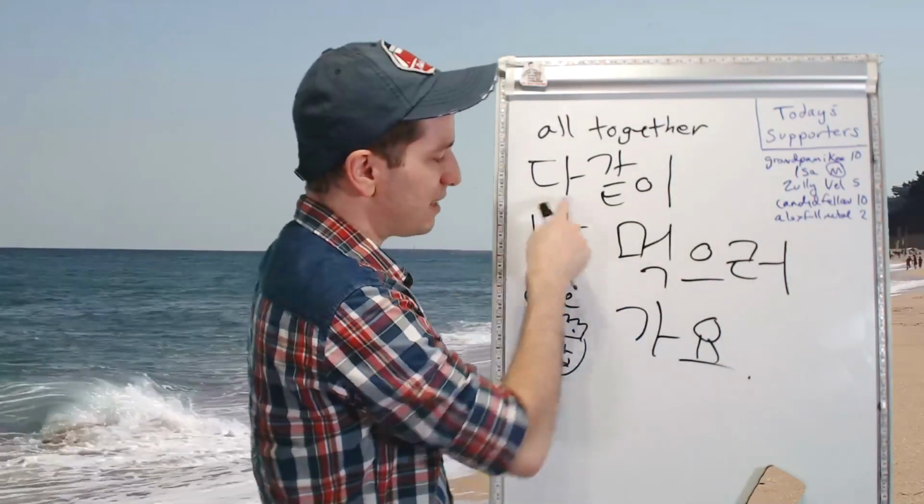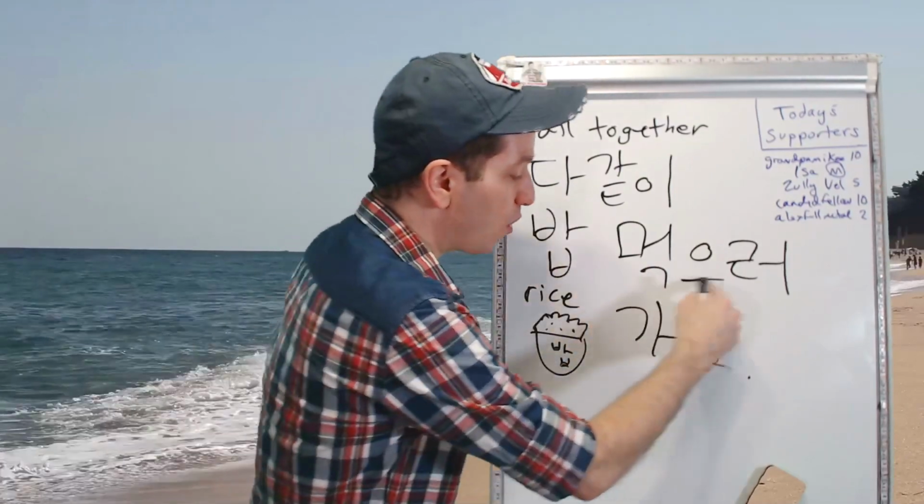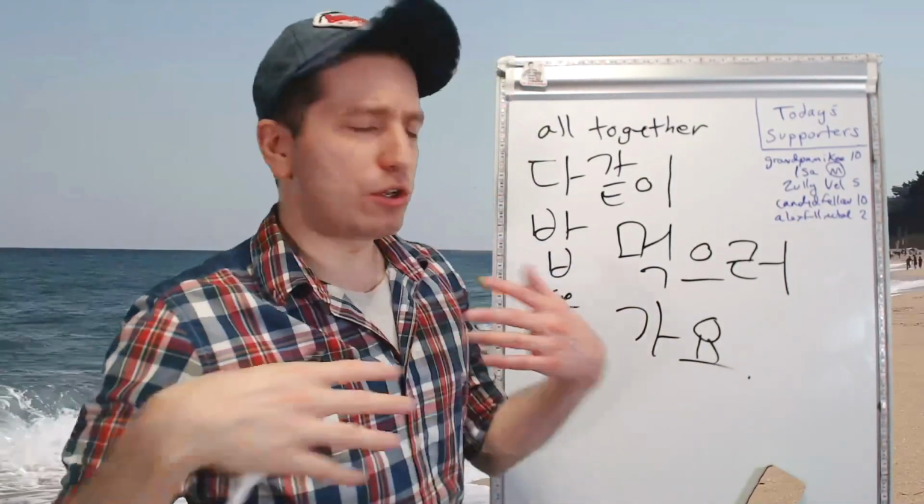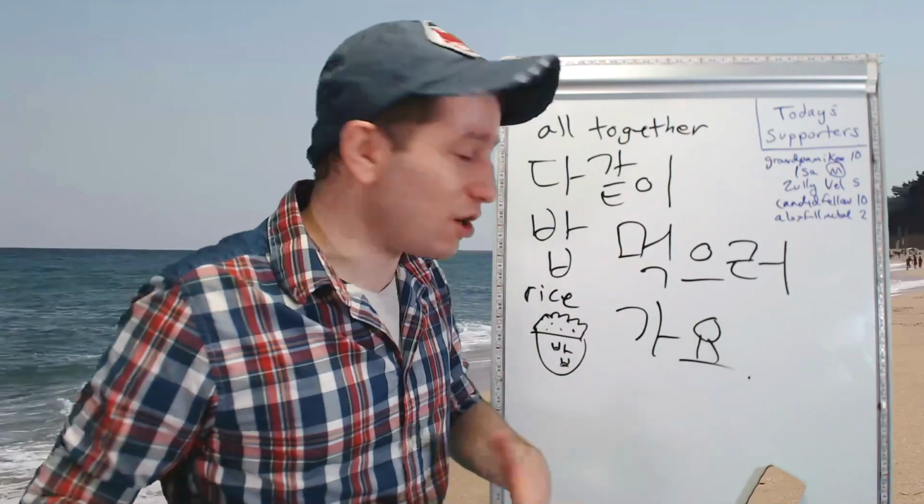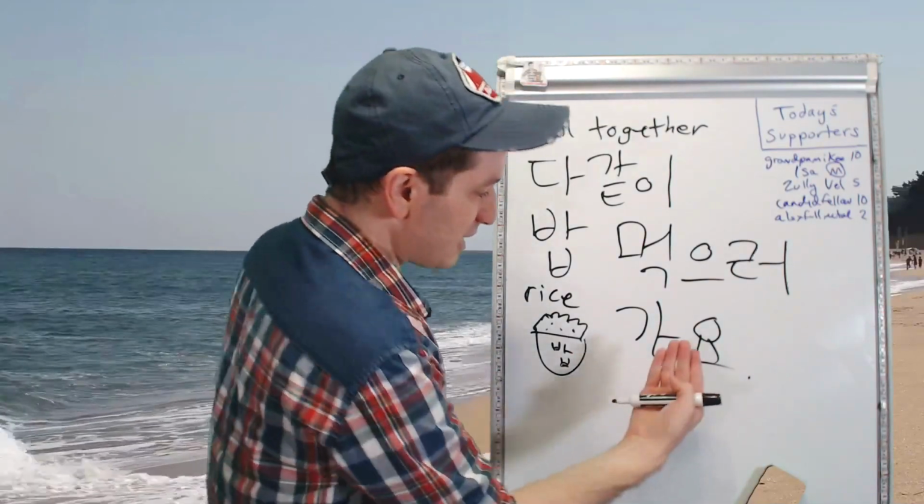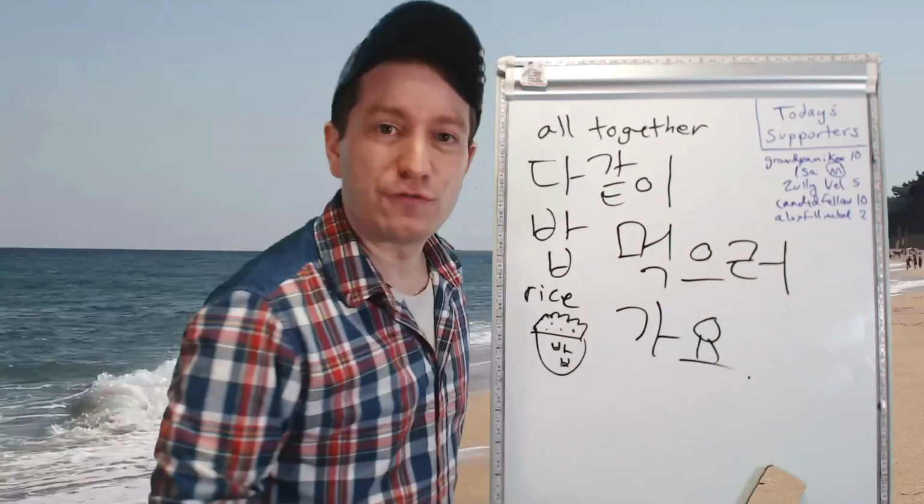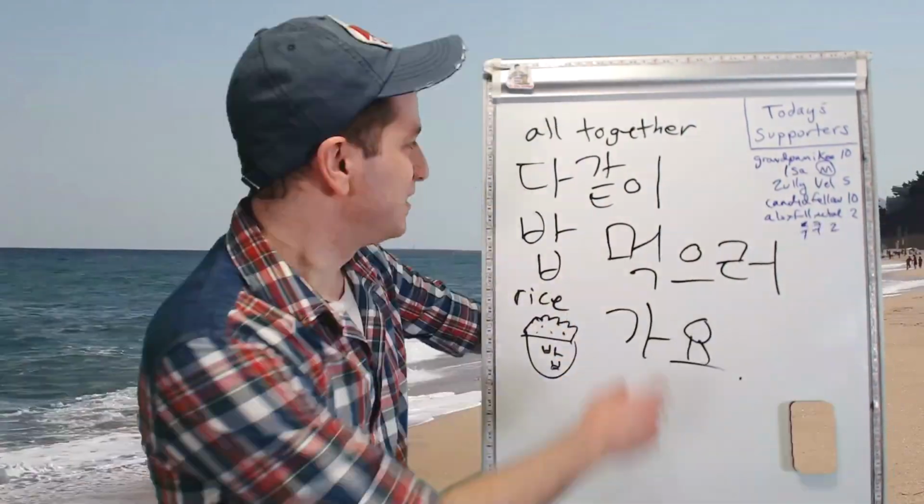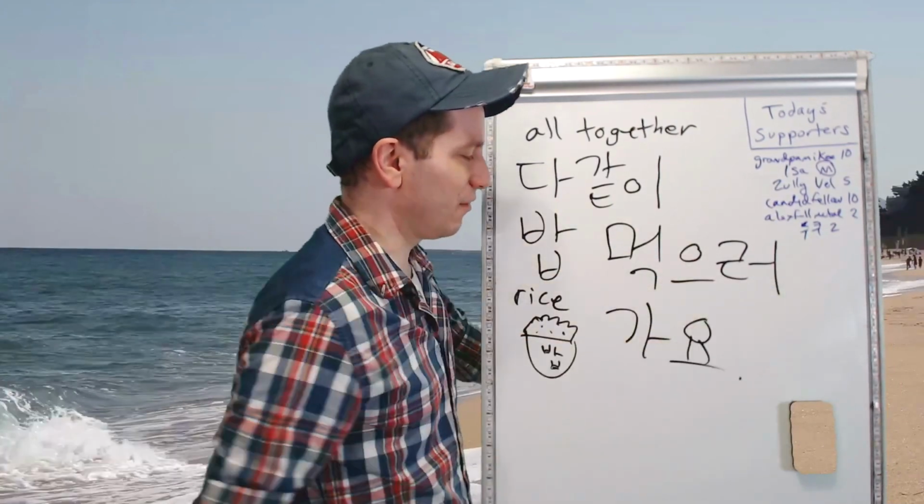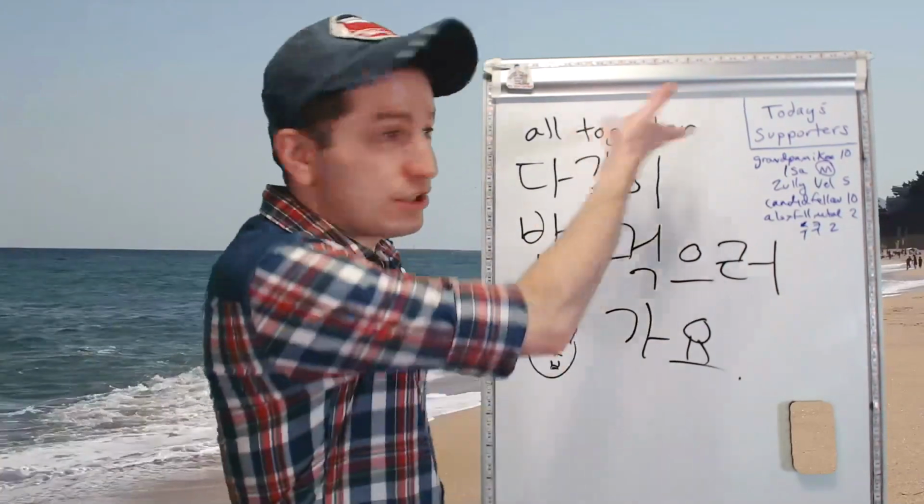다 같이, all together, 밥, a meal, 먹으러 가요. So let's all go eat a meal together. Let's all get something to eat. Literally, let's all go, 가요, all together, in order to eat, for the purpose of eating, a meal. 다 같이 밥 먹으러 가요. Let's all go eat something all together.